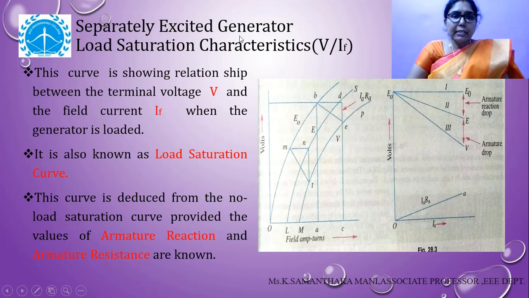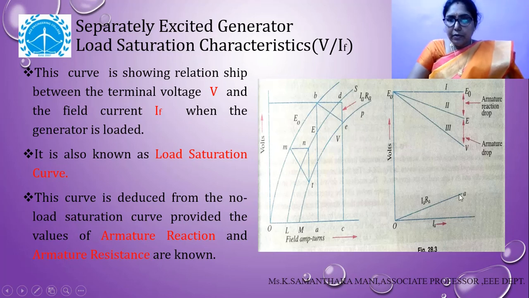Next, the separately excited generator load saturation characteristic curve. Now we are going to discuss the load saturation characteristic curve. This curve shows the relationship between the terminal voltage V and the field current IF, because the load saturation curve is concerned with the load. How the variation happens as I increase the load on the separately excited DC generator will be clearly explained with the help of this diagram.